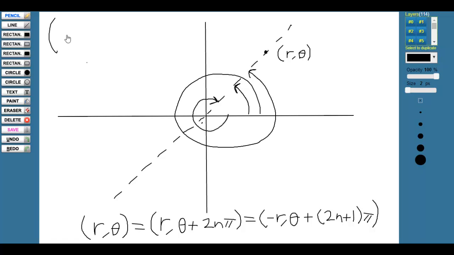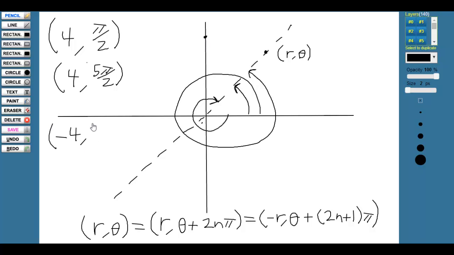So for an example of this, let's use the point 4, pi over 2. That'd be about here. One different way you could write this is to add 2 pi to the angle, which would make you go all the way around to the same angle. So 5 pi over 2 is a different way you could write this. You could also add pi to go to the opposite angle. So you have 3 pi over 2, but your r would need to be in the opposite direction, so you would have a negative r. So another way you could write it is negative 4, 3 pi over 2.